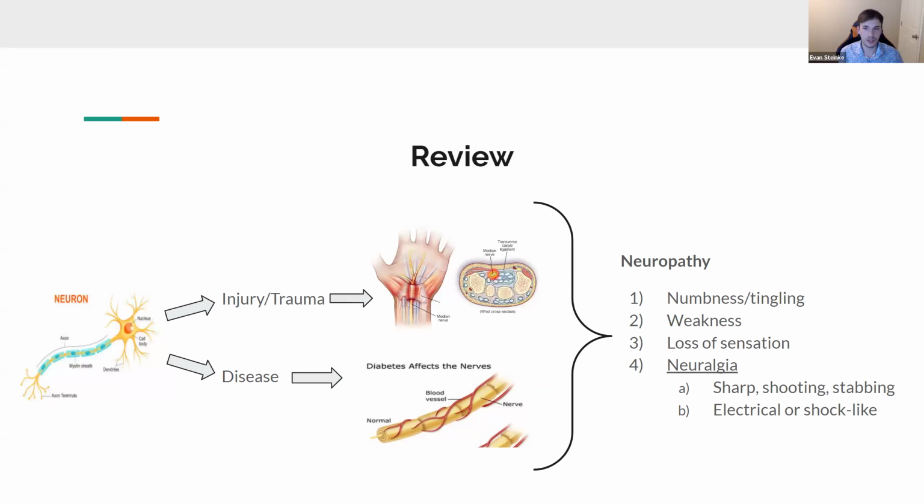And again, the neuropathy is the umbrella term. That's anything like numbness, tingling, weakness, the loss of sensation. And then you have your neuralgias, which are going to be specifically nerve pain, right? The sharp, the shooting, the stabbing like pain, the electrical or shock like. So that's kind of a review, right? How the nerves work, what conditions they cause, and what symptoms you're ultimately going to experience from them, and a little bit about some of the stuff that we can do in office for you, as well as stuff that we can give you to take home to help treat those conditions.